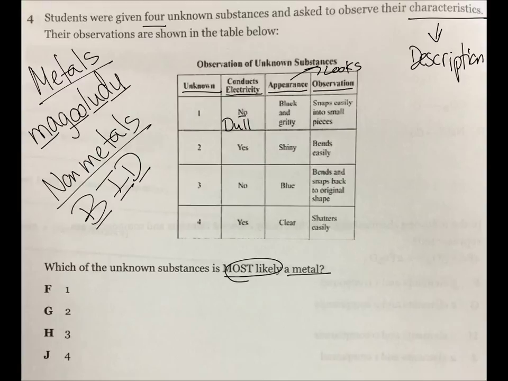I actually totally made a mistake here. I want to apologize for something. I accidentally put dull here, and that was my fault. Not conducting electricity means it's an insulator. That's the I, I'm sorry. Appearance now, since it's not shiny, now this one would be dull.